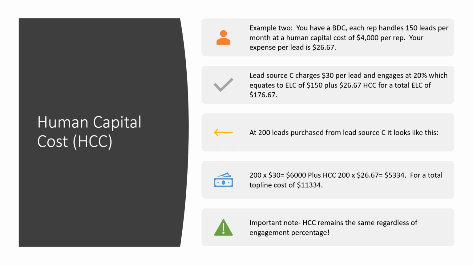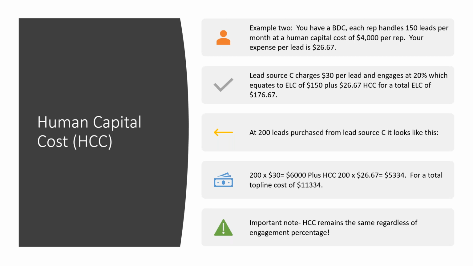So when lead source C from the previous slide charges $30 per lead and engages at 20%, the ELC is $150 plus your human capital cost of $26.67. So your true ELC, your bottom line ELC, is $176 per lead that will talk to the dealership. So when we look at a lead source and think, hey, we're only paying $30 a lead, but in actuality, you're spending close to $200 per lead, that makes you look at that lead provider completely differently.